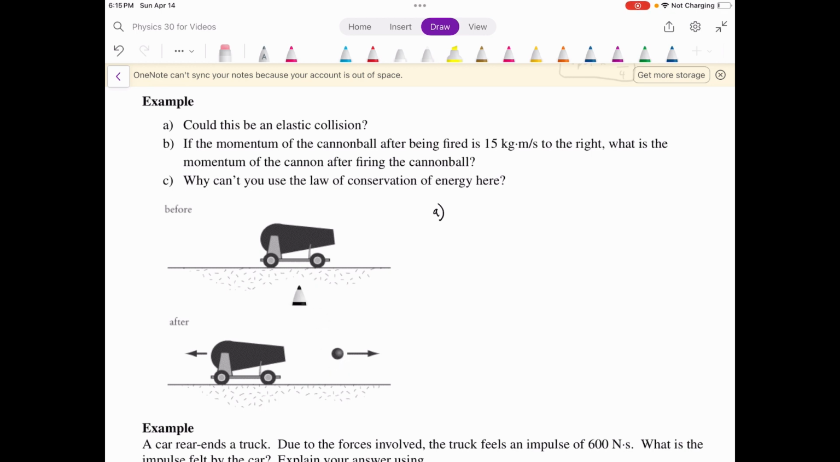Okay, so could this be elastic? Could kinetic energy have been conserved? No, right? Before we had none. Nothing was moving. Afterwards, we have a whole bunch of kinetic energy. This is moving very fast forwards. This is moving backwards. They both have mass. There's a whole bunch of kinetic energy that was not there before. It wasn't created out of nothing. It came from chemical potential energy in the gunpowder and heat and stuff like that, right?